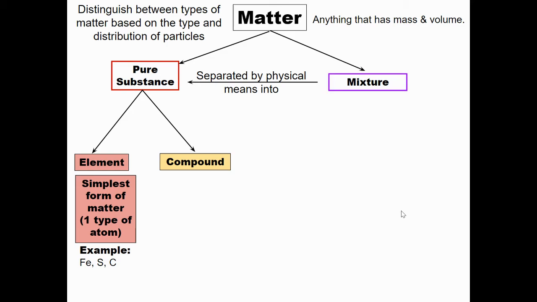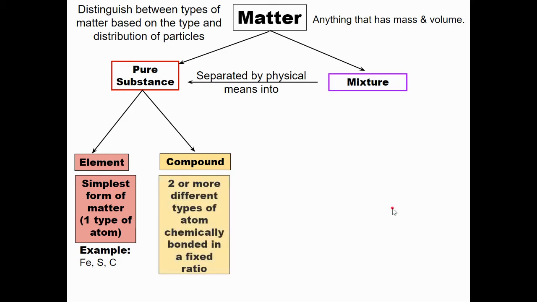The other thing that we can have as a pure substance is a compound. A compound is two or more different types of atom chemically bonded in a fixed ratio. So for example, water, H2O. I can describe water as being two hydrogens bonded to one oxygen atom, and it can be described with that formula, H2O. And so we can describe a compound with just one chemical formula.